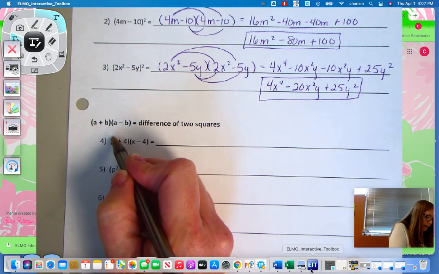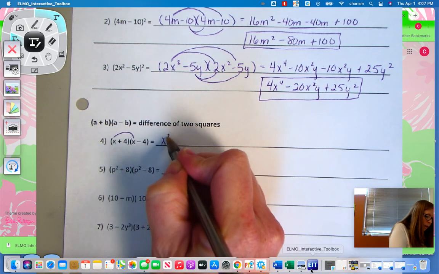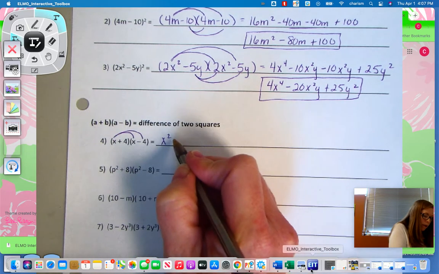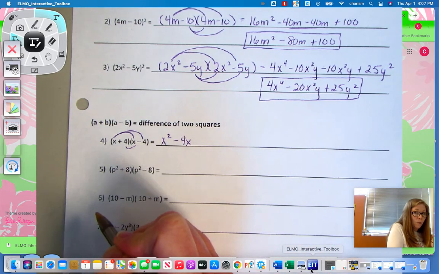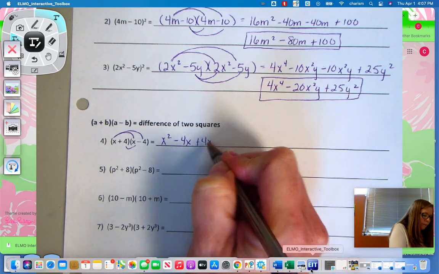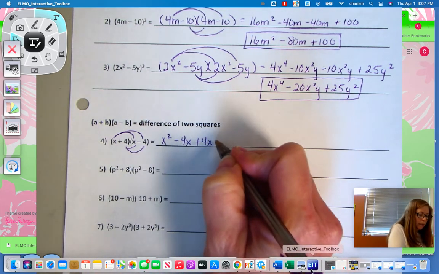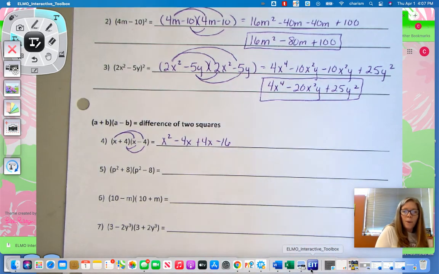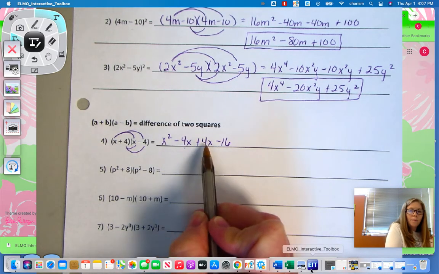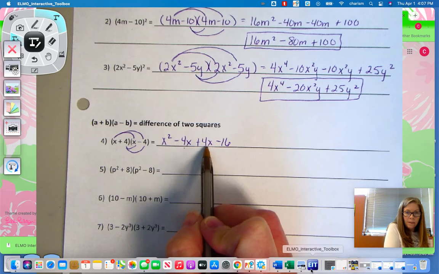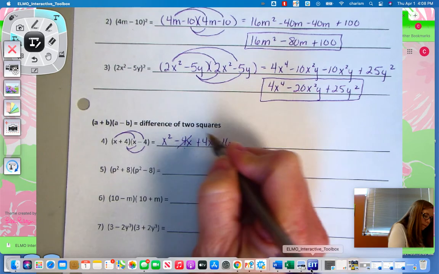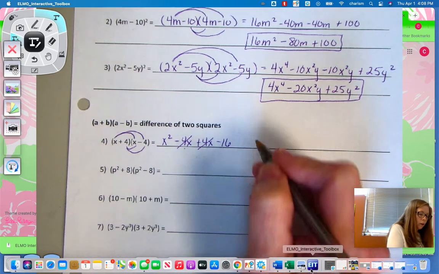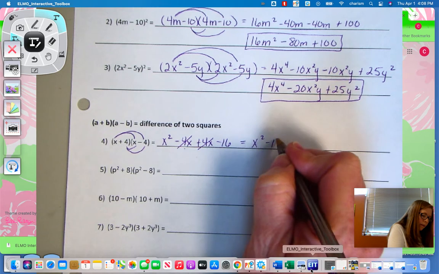We are going to take x and distribute it, right? X times x is x squared. X times negative 4 is a negative 4x. And then we come over here and we do the positive 4 times the x. So it's positive 4x. And 4 times negative 4 is negative 16. Now, did you see what happened in the middle? You see that? The negative 4x and a positive 4x. Those are opposites. And that is because we have one positive 4 and one negative 4. So those are gone. Middle term, gone. And you end up with x squared minus 16.